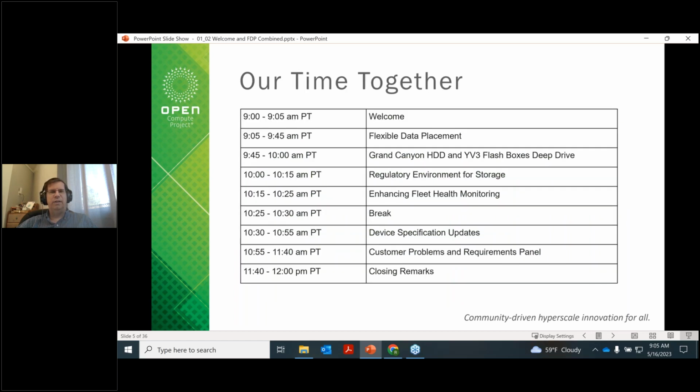Some agenda here. We'll start with the welcome, and then we'll go to flexible data placement, and then we'll talk about Grand Canyon YV3 flash boxes and the regulatory environment for storage. We'll talk about enhancing fleet health monitoring. We'll have a little break if there's time. Then we have some device specification updates. Then we'll talk about customer problems and requirements and a few closing remarks. So with that, how about if we get rolling here?